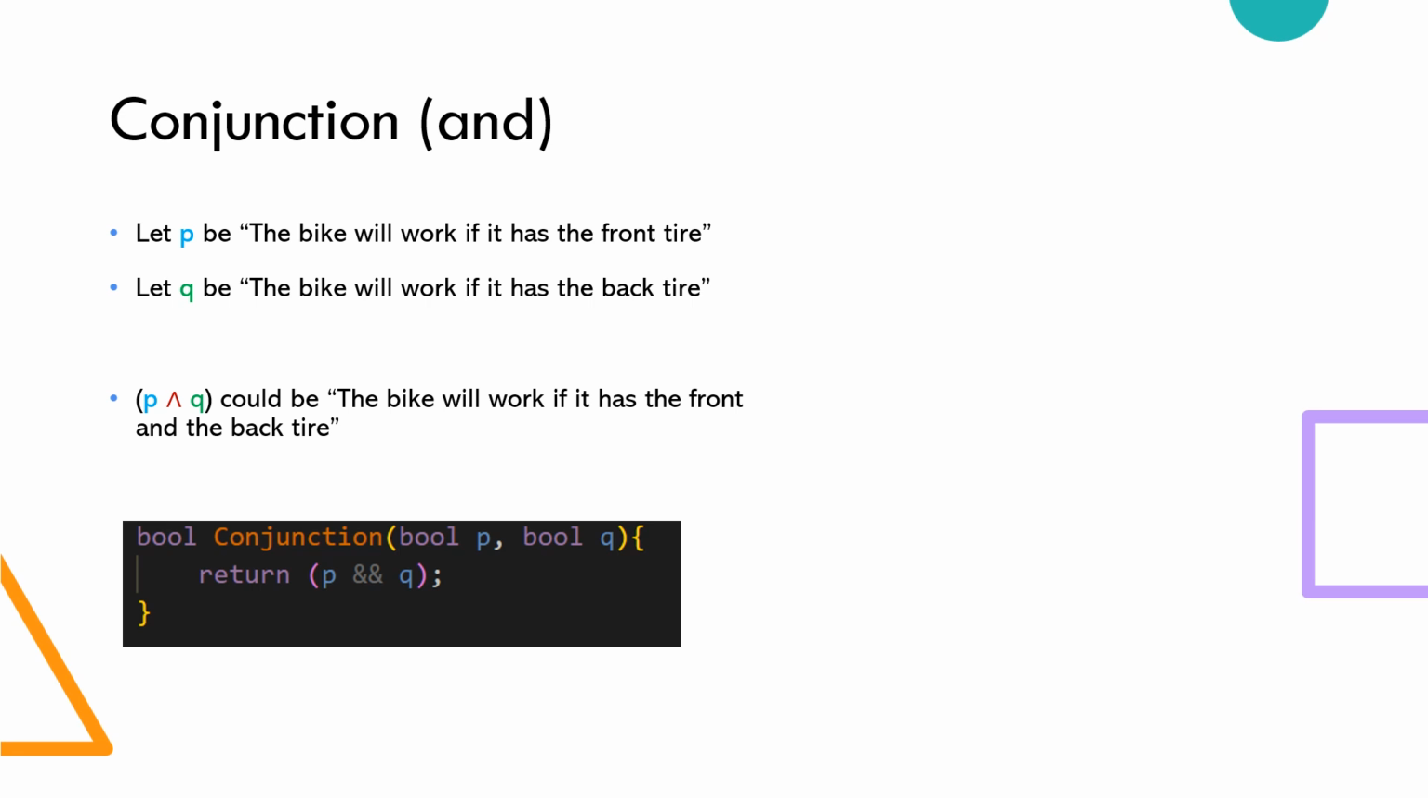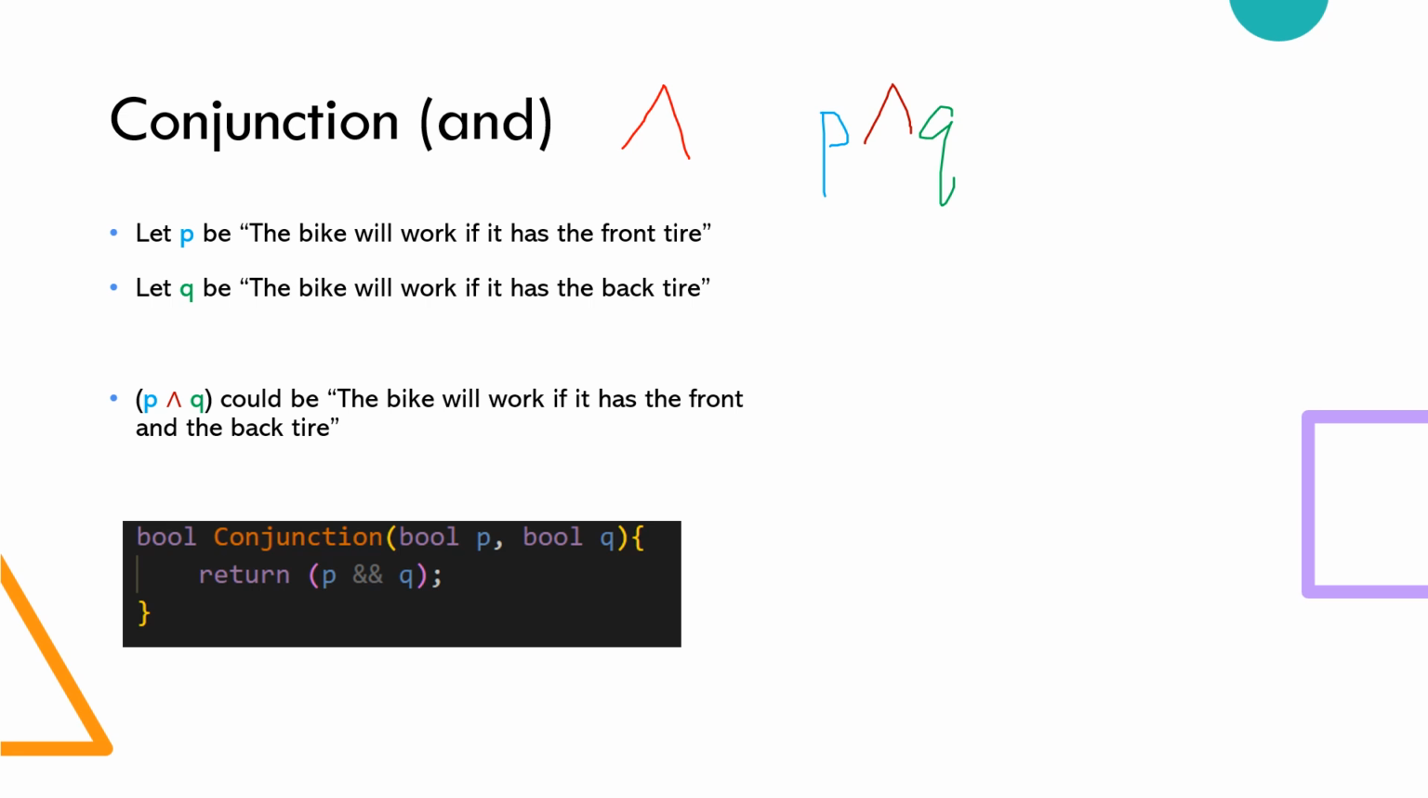Okay. Next is the conjunction, which is the and operator. An and operator looks like an upside down V, basically. And if you want to write a proposition, it would be something like this: P and Q. These are two separate propositions, and the and operator is basically a conjunction of both of those propositions.